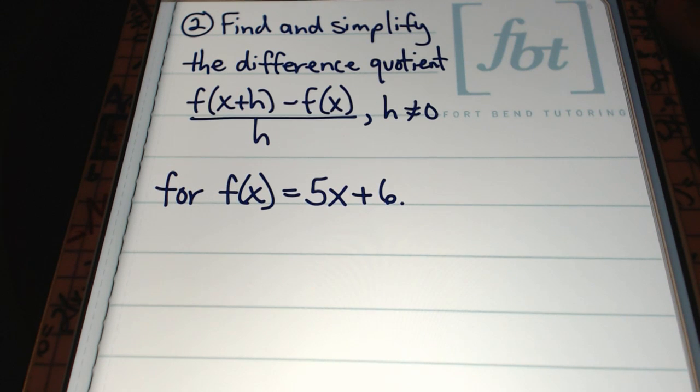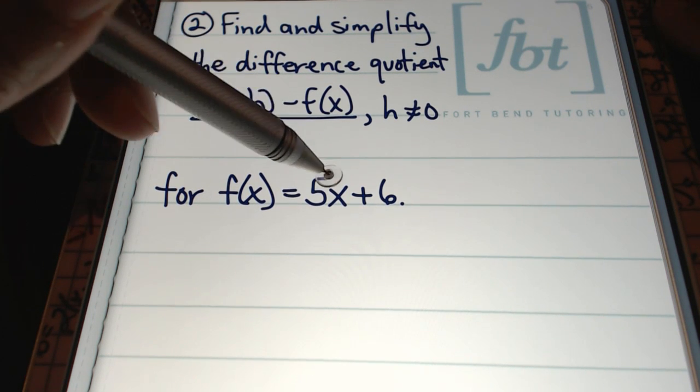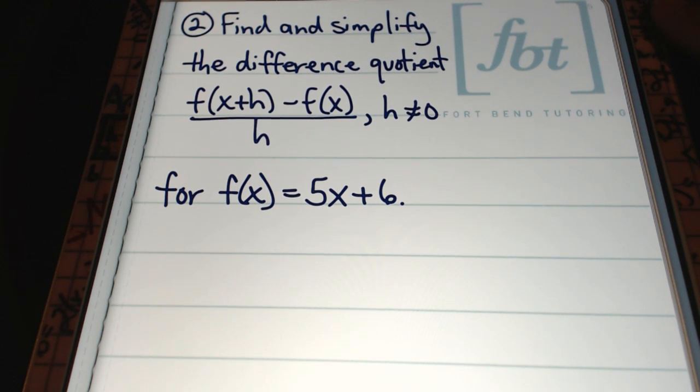We have problem number 2, guys. Find and simplify the difference quotient. We have, of course, that difference quotient of f of x plus h minus f of x divided by h, where h does not equal 0, for the function 5x plus 6. This function f here. That's what we want to use here.